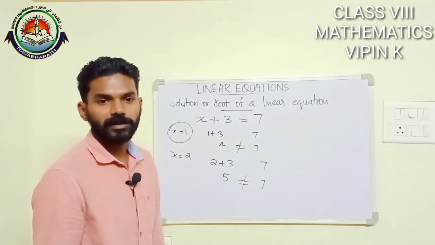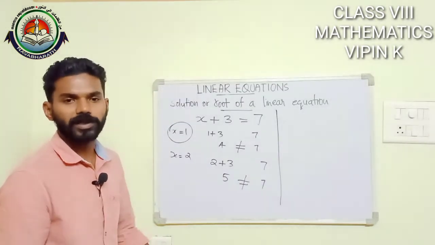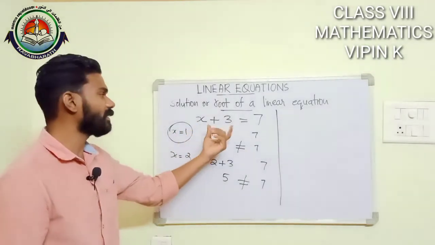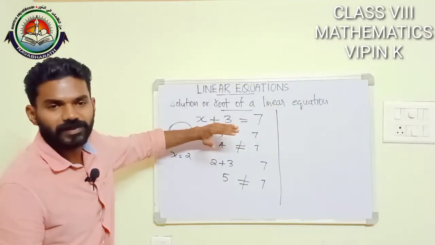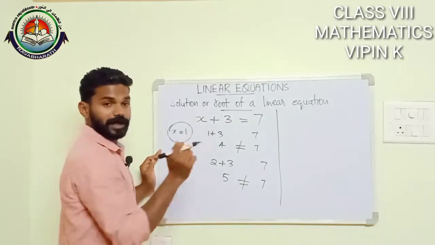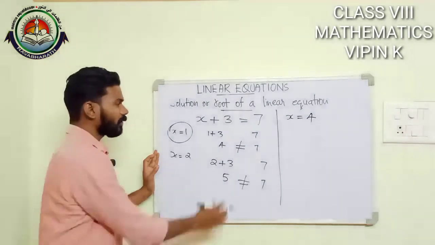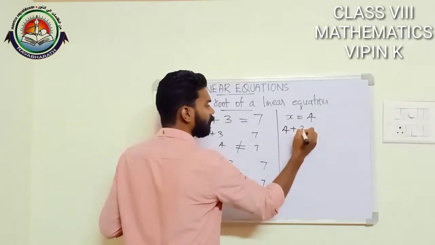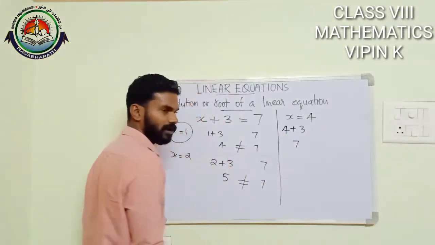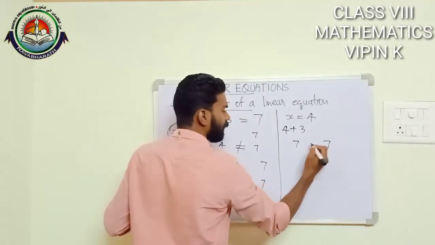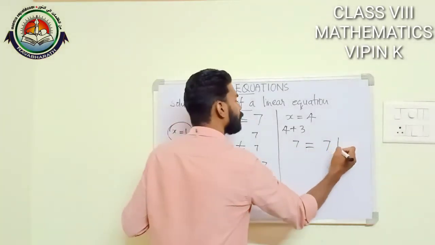Okay. Then tell me which value you must put for x so that this equation becomes true. Simply looking at this equation, you can easily say that the value of x must be 4. The value of x must be 4, so that 4 plus 3 would become the LHS. Clear? What is the answer? 4 plus 3, it would be 7. And on the right also it is 7. So in that case only the equation would be true.